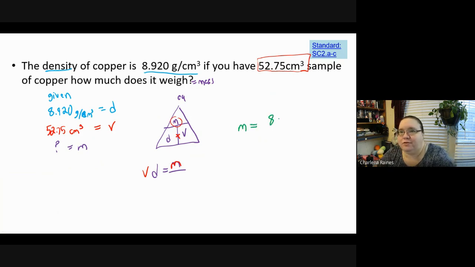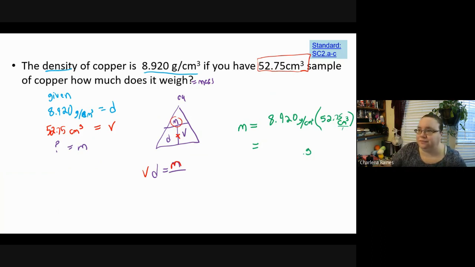So volume times my density. My density is 8.920 grams per centimeter cubed times 52.75 centimeter cubed. Notice I've got a centimeter cubed on the bottom of a fraction, and I have a centimeter cubed that's not in a fraction. So basically it's on top. We can imagine that it's over a 1. So I've got a centimeter on top and a centimeter on bottom. Well, that means they cancel out. So we are left with just grams.